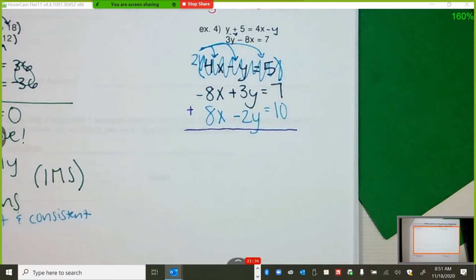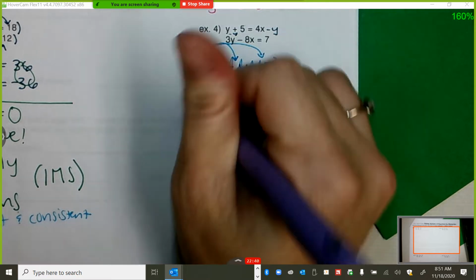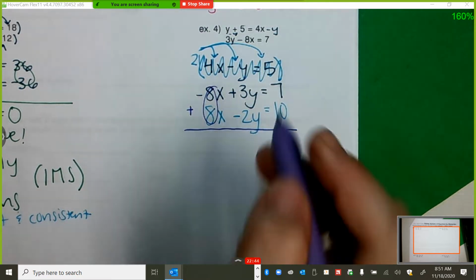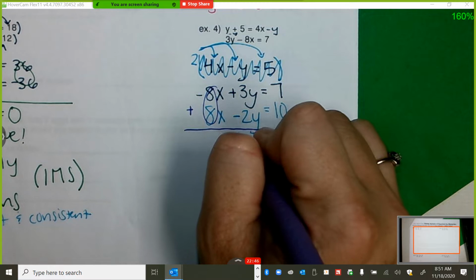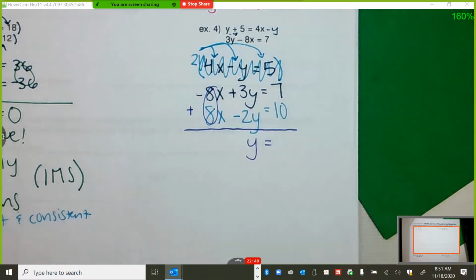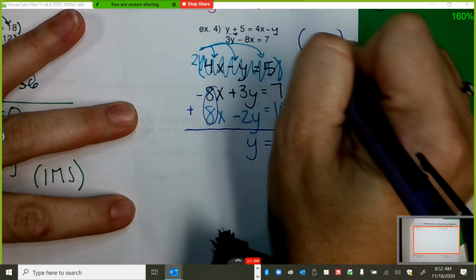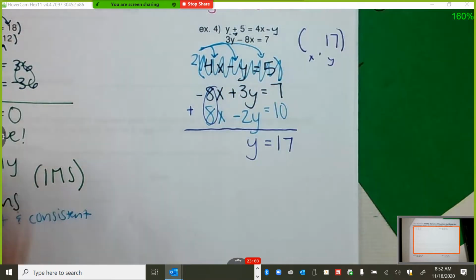What is my 0 pair here? The x's, the 8's. Okay, what's 3y plus negative 2y? Just y, right? And what's 7 plus 10? 17. So we know y is 17. It's okay, Marquise, we forgive you.